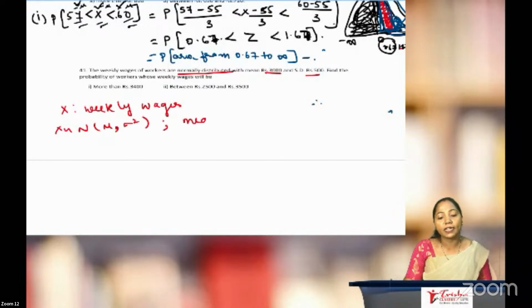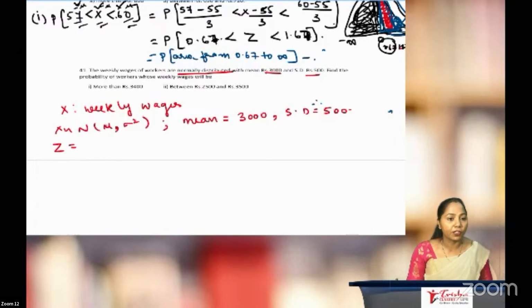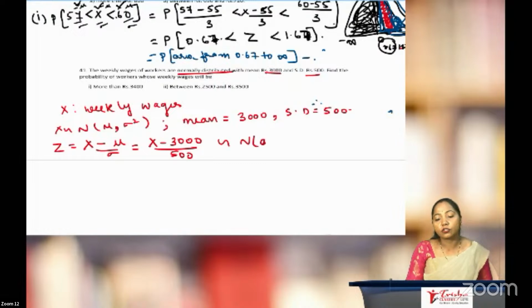What is the mean wage given as? Mean is 3000. Standard deviation is 500. They are asking you to find the probability that wages are more than 3400, and between 2500 and 3500. So standardize the distribution. x minus mu by sigma, that is x minus 3000 divided by 500. This follows standard normal distribution with mean 0 and variance 1.